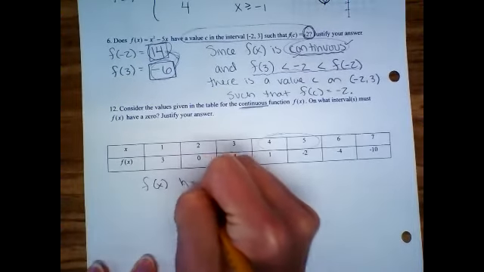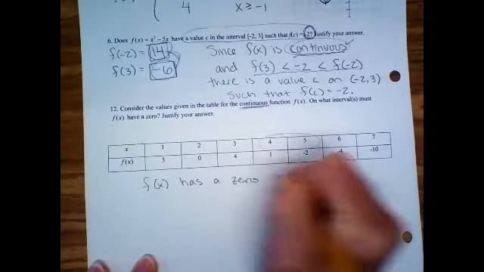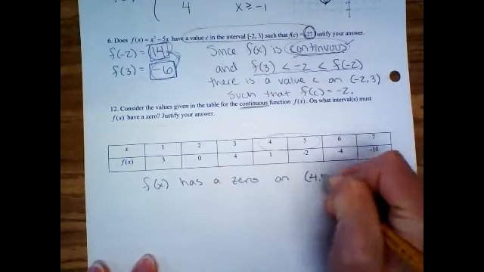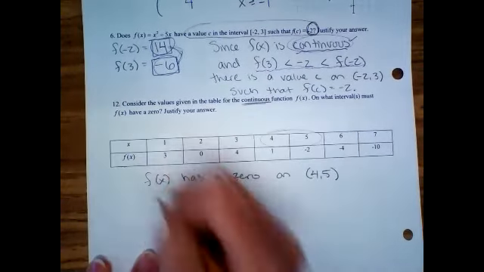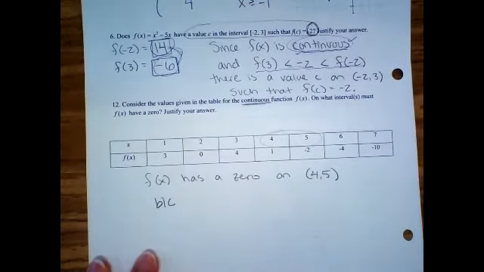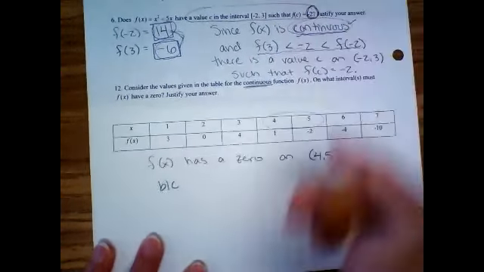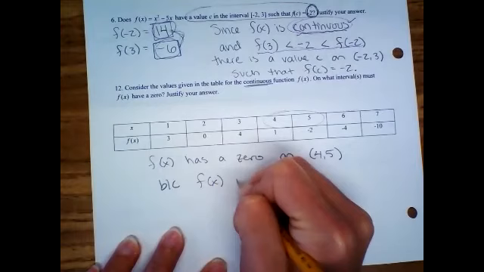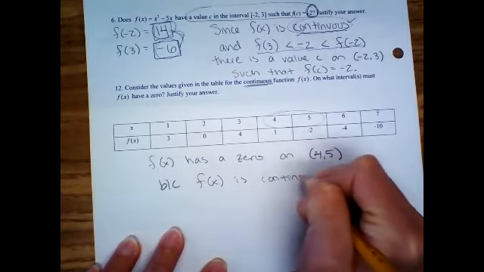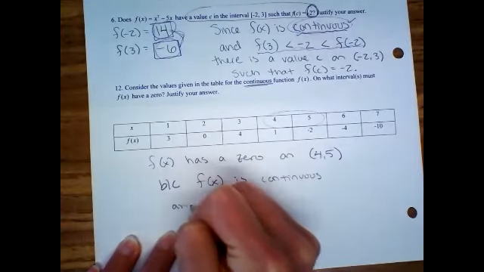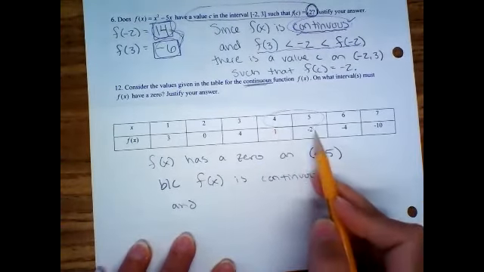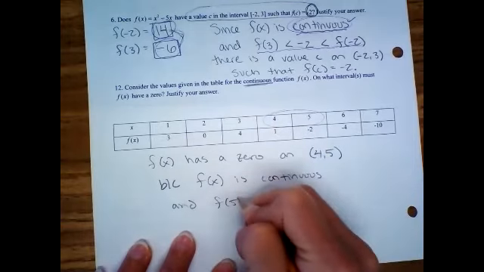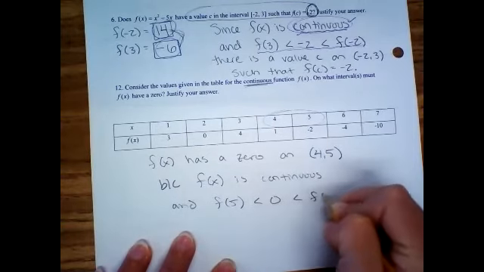f of x has a 0 on the interval 4 to 5 because, and then what do you have to say? 0's between those and the function is continuous. Good, because f of x is continuous and 0 is between these. So the shortest way to say it would be like this.